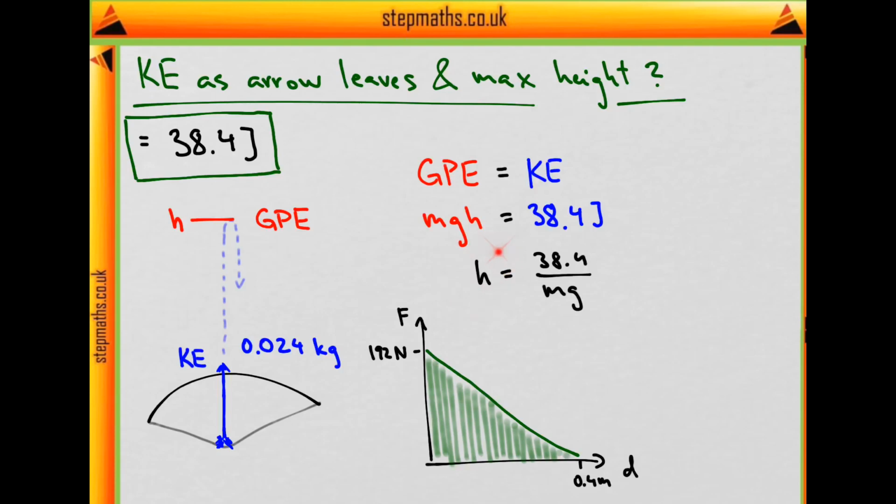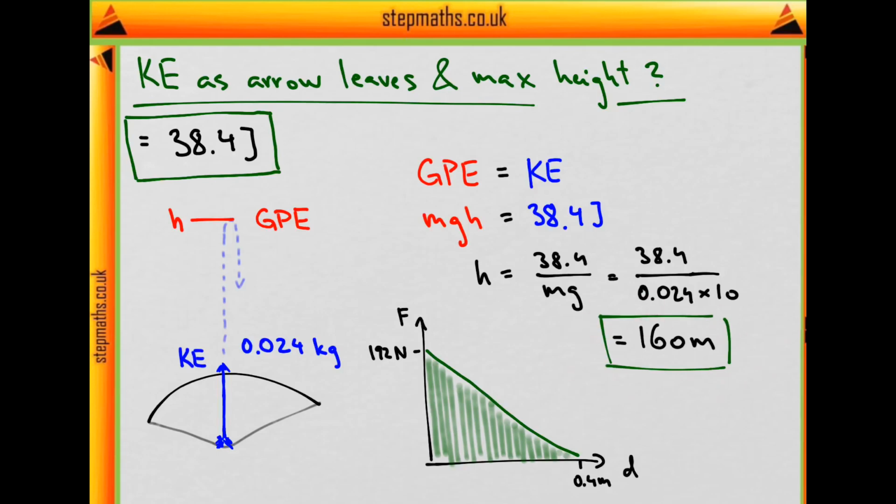Now when we express the height in terms of the other variables, and when we plug in the numbers, we get 160 meters. So the kinetic energy at the bottom is 38.4 joules, and the maximum height reached is 160 meters, which in the exam was option B.